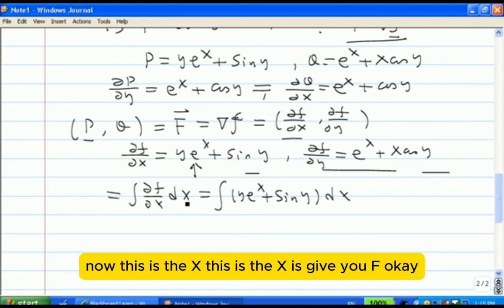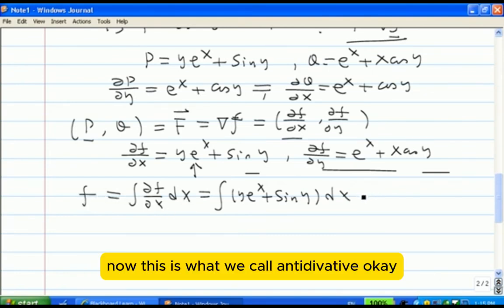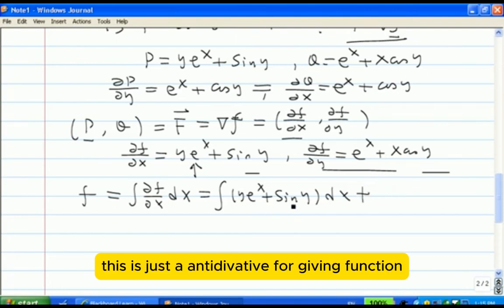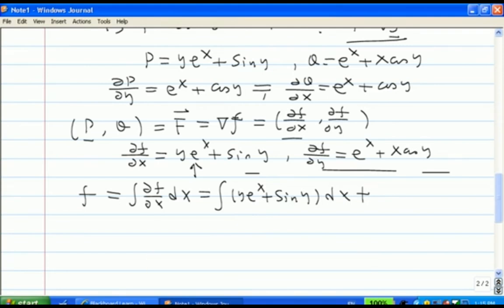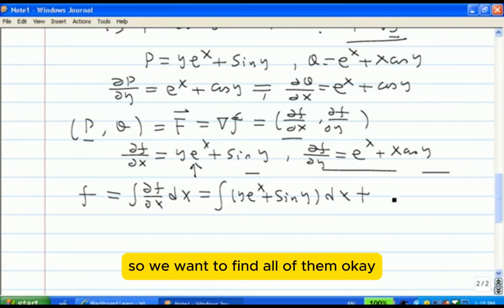Now this is the x, this is the x, give you f. Okay. Now this is what we call antiderivative. Okay, so if I don't add anything, this is just an antiderivative. For a given function, how many antiderivatives do we have? Recall that there are infinitely many, so we want to find all of them. Okay, why do we want to find all of them?